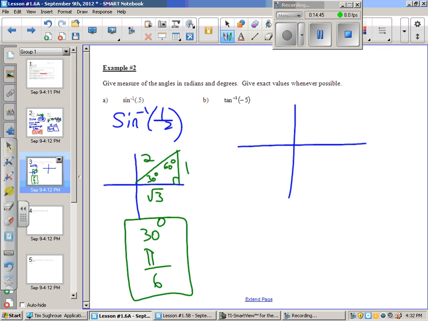The only time we want the second quadrant is if it's the arc cosine or arc secant of a negative number. This is the arctan of a negative number. It goes in the fourth quadrant.